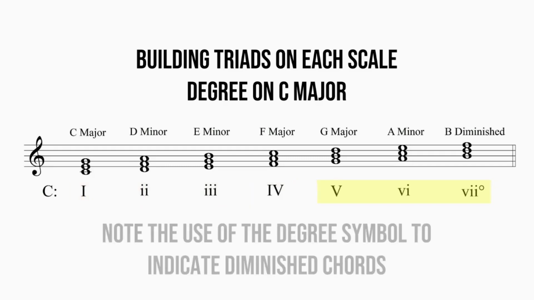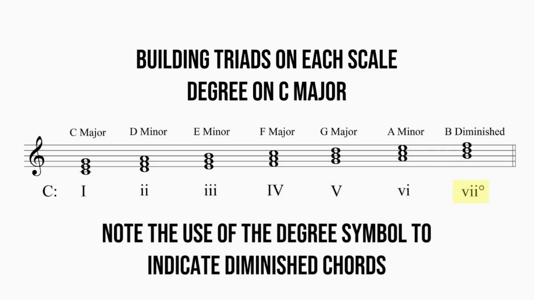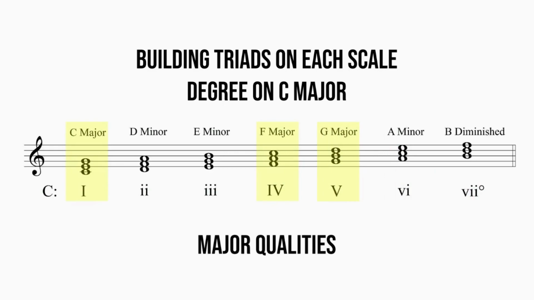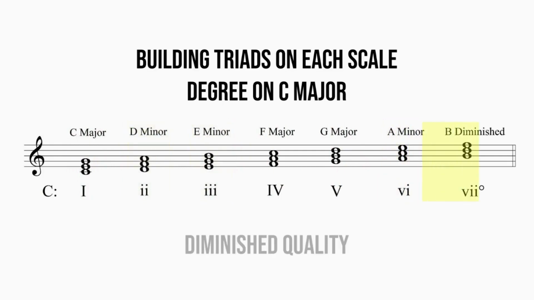The last chord is unique in a major key, as this is a diminished chord. So apart from using a lowercase Roman numeral, we would also need to apply a degree symbol to indicate this unique quality. From this list of chords, we can summarize that chords 1, 4, and 5 are major chords. Chords 2, 3, and 6 are minor chords. And chord 7 is a diminished chord. This pattern remains true for all major keys as far as diatonic chords are concerned.